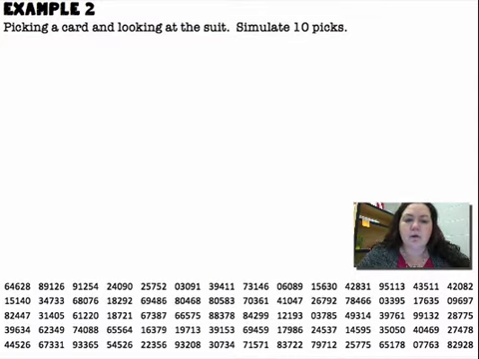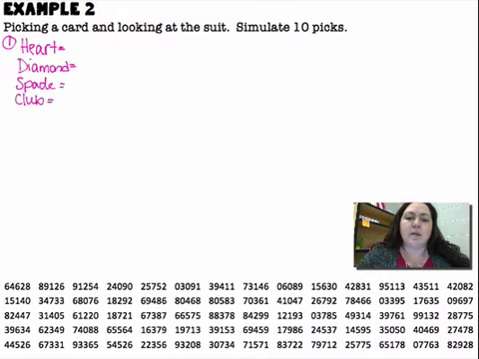Alright, example 2. Picking a card and looking at the suit. Simulate 10 picks. Okay, so I have hearts, diamonds, spades, and clubs. If you don't know a lot about cards, you need to have some stuff memorized about cards in case you're asked questions about them. For cards, we have 4 suits, hearts, diamonds, spades, and clubs, and they're equally likely, so 25% are hearts, 25% diamonds, 25% spades, 25% clubs.